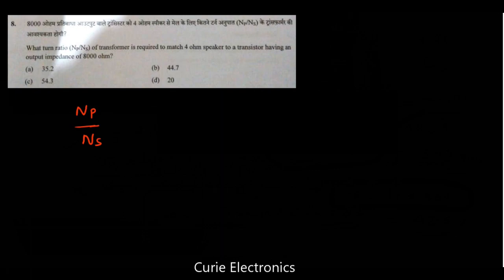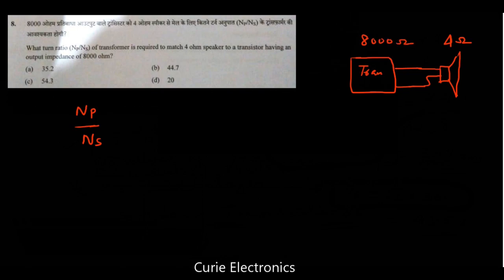Okay, because we assume that this is a transistor circuit, and we have to drive this to a speaker. This transistor output is going to be connected to the speaker. So this speaker has a resistance of 4 ohm. What is the transistor resistance? That is 8000 ohms. Now in between we will use a transformer here. We are going to use a transformer here for the impedance matching.